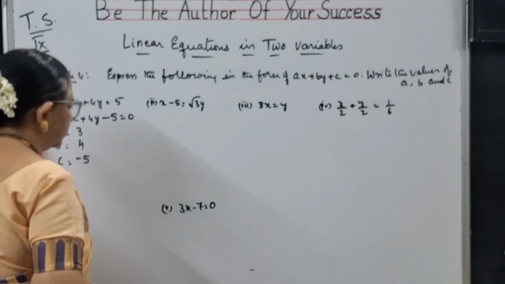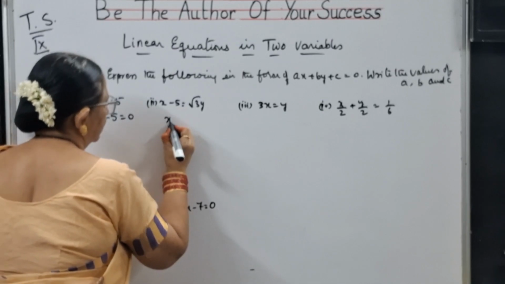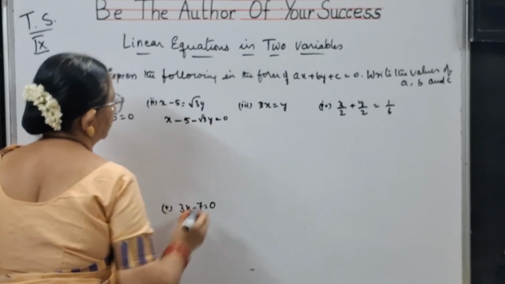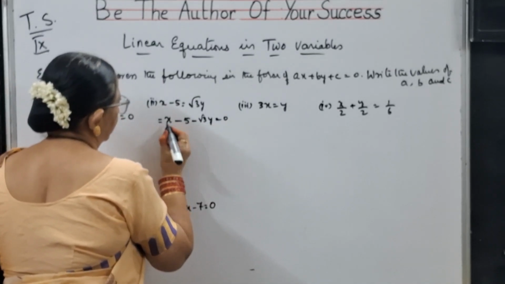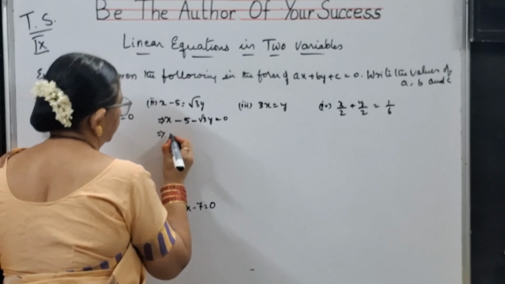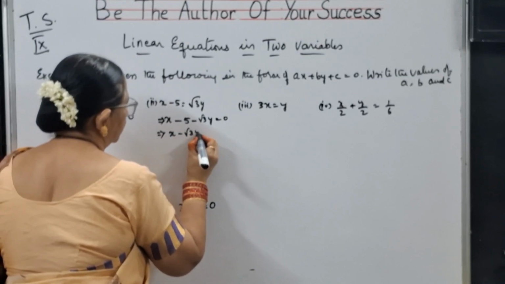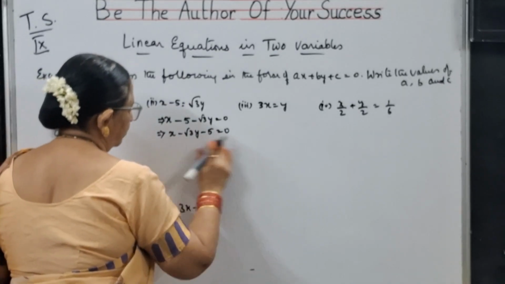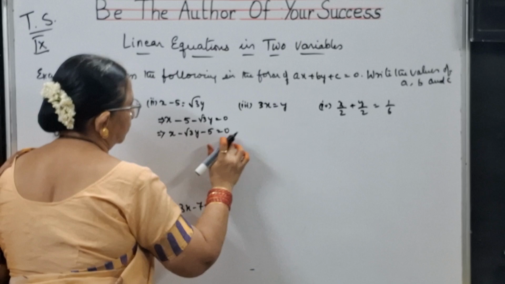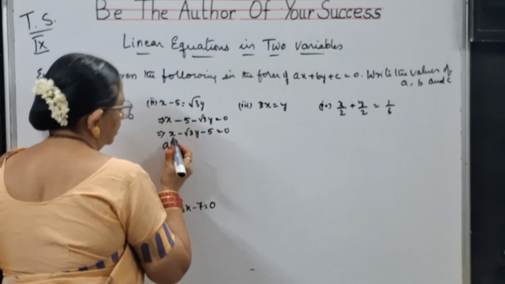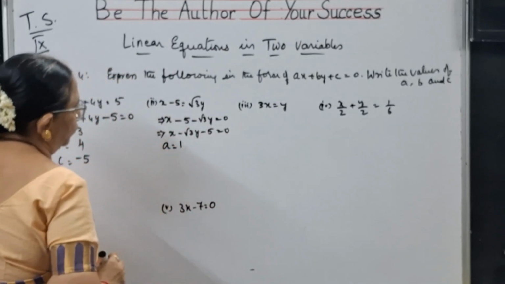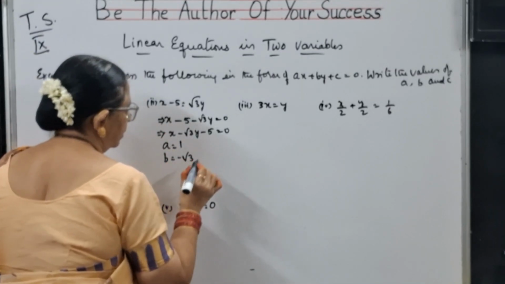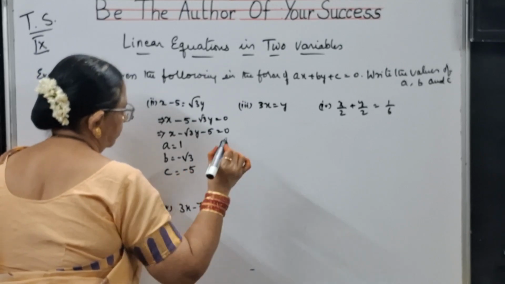So you have to get its value as minus 5 only. This is the first one. And the second one, x minus root 3y minus 5 is equal to 0. So let us write it in order. This implies x minus root 3y minus 5 is equal to 0. That means I have kept it in the form of ax plus by plus c is equal to 0. Therefore, what is a? There is nothing here, which means 1. No number means 1, 1 into x it is. And what is b? Minus root 3. What is c? Minus 5.